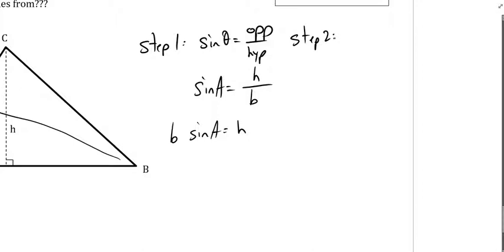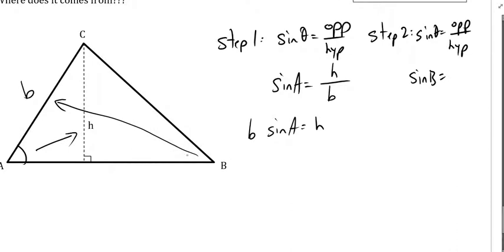Step 2, I'm going to do the same thing. Sine theta, opposite over hypotenuse. Sine B is opposite, which again is h. And what's the hypotenuse of B? It's little a. And I'm going to solve this, bring the a over, equals h. Okay, so I've got these two little mini formulas that have no numbers, I just rearranged them. Everybody happy with that? Okay with that?